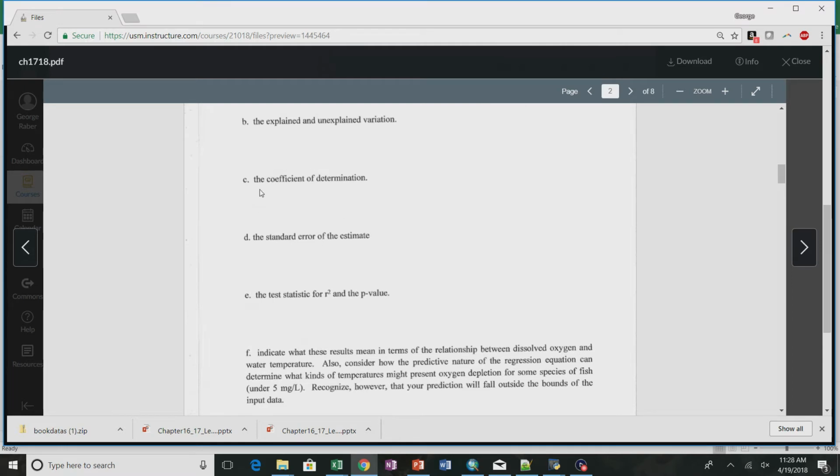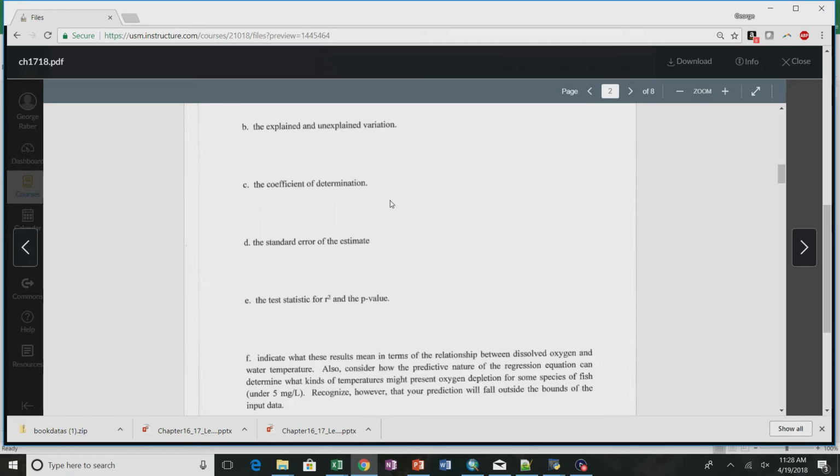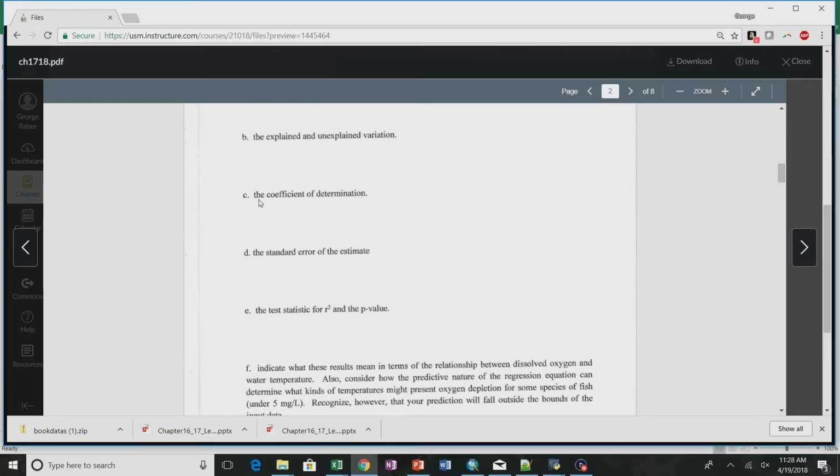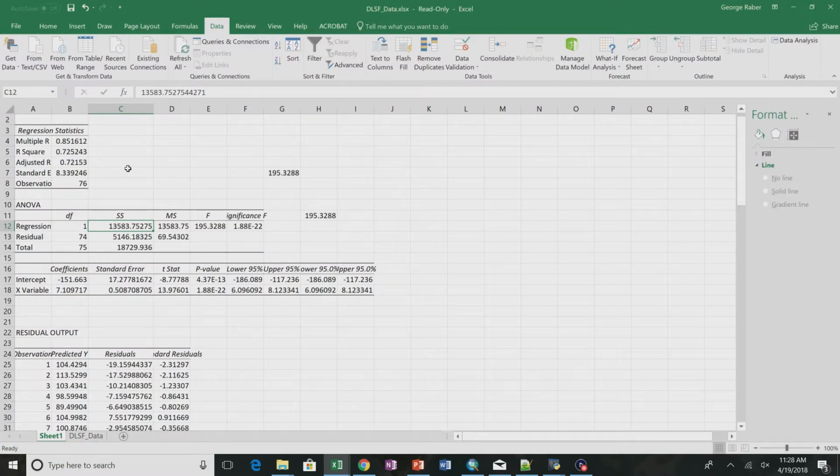The coefficient of determination. Okay. What's that another word for? That's just a fancy word for something that we've talked about already. R squared value. Yes, that's a fancy word for the R squared value. It's right here. If it weren't there, it's just the ratio of the explained to the total variance, but it is already there. Okay.